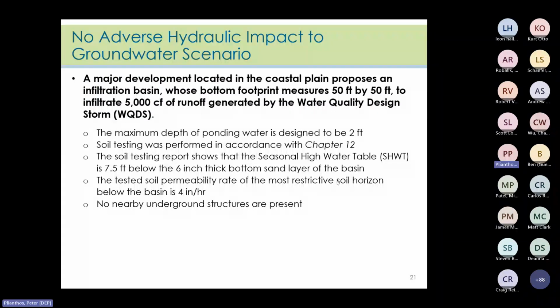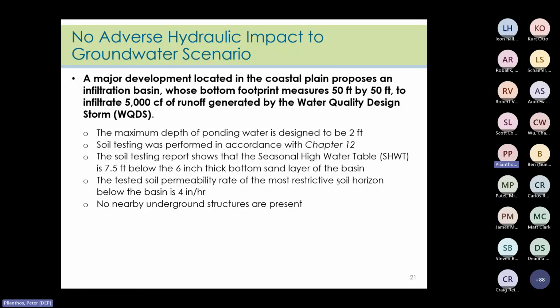For the first example, a major development located in the coastal plain proposes an infiltration basin whose bottom footprint measures 50 feet by 50 feet to infiltrate 5,000 cubic feet of runoff generated by the water quality design storm. And a few other things to keep in mind. The maximum depth of ponding water is designed to be 2 feet. Soil testing was performed in accordance with Chapter 12.